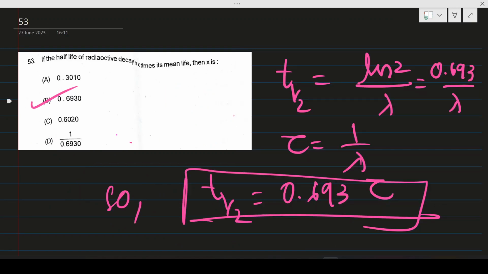Next, 53. If the half-life of a radioactive decay is x times its mean life, then x equals? For that, you first have to know T half, the half-life. Half-life equals ln 2 by lambda, which is 0.693 divided by lambda. Now, mean life tau equals 1 by lambda. So T half equals 0.693 into tau. So basically, half-life will be 0.693 times the mean life. So the answer is B.